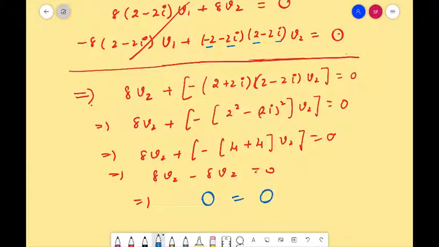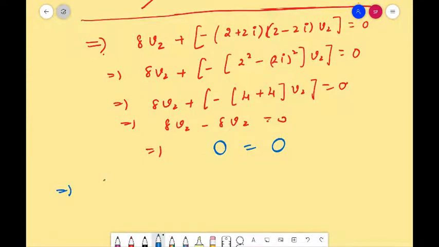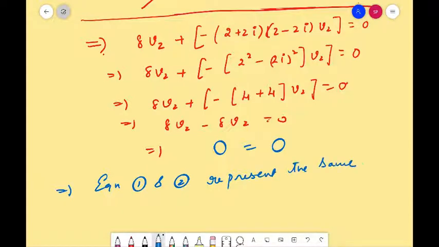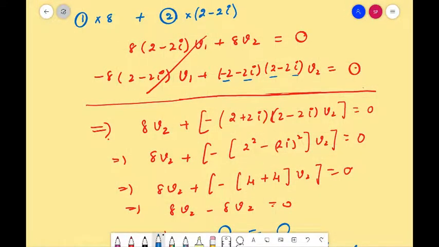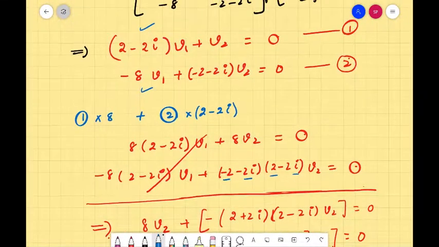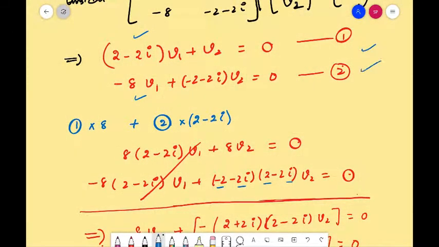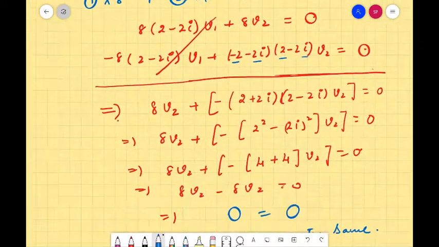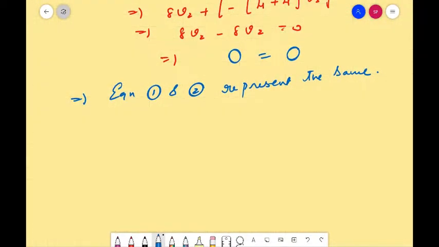So what do you mean by this? That implies equations 1 and 2 represent the same equation. So you need not solve these two equations for 2 by 2 matrices. If you get a result like this, it means the two represent the same equation. So any one equation you can take, either the first or the second, and you can write the eigenvector. So I will consider equation 2.